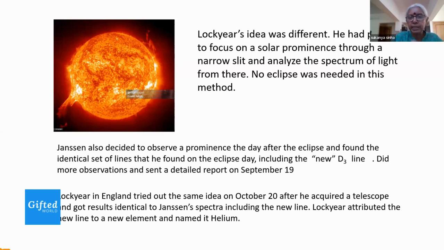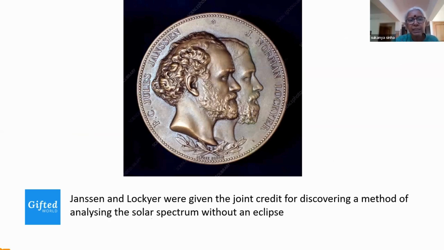And since it was close, Europe, right next door, it just so happened that these two reports, from Lockyer and Janssen, arrived within hours of each other, one from India, one from England, on the same day, to the French Academy. So they were given joint credit for discovering a method of analyzing the solar spectrum without an eclipse, not the credit for discovering helium. Discovering helium is a little tricky, and whatever you see on the internet is not completely correct. Janssen did not quite recognize it as helium, Lockyer did, though the credit is given to Janssen, and Pogson and Tennant's names are washed out of the picture completely on most of the sites that you see.